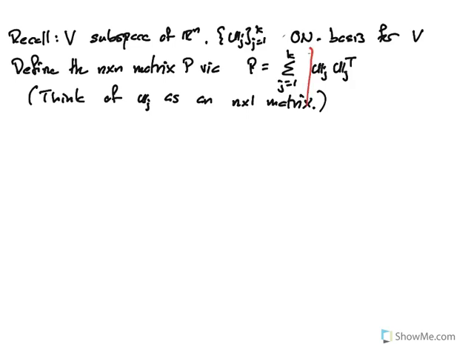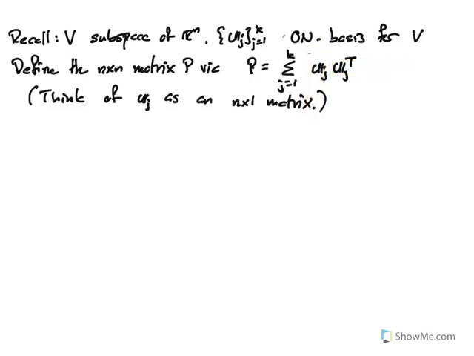Just to show you the shape here. So uj is the column vector, and uj transpose is a vector of that shape. So it's a sum of k outer products between very thin matrices.